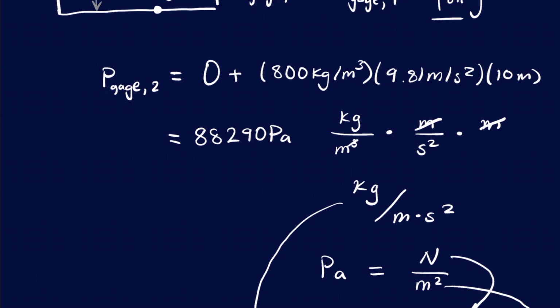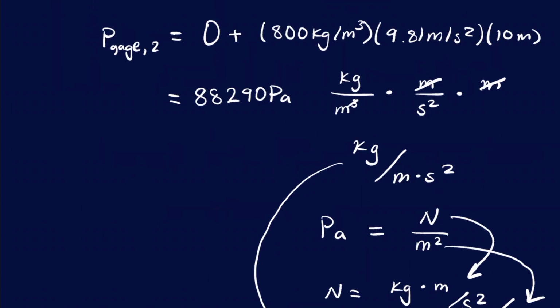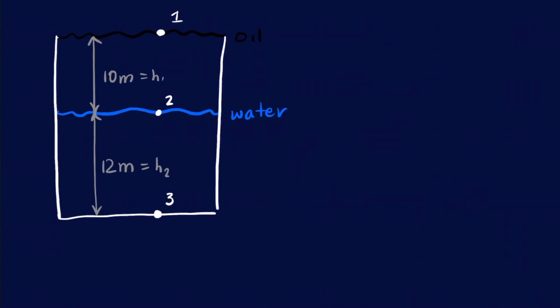That was just kind of an FYI, but now you know why the formula for pressure is the density times the gravity times the depth. This number, 88,290, is kind of large, so we'll just simplify it to 88.29 kilopascals. Now we want to find the gauge pressure at point 3. To do this, we'll do the exact same thing that we did before. So the gauge pressure at point 3 is the gauge pressure at point 1 plus the gauge pressure at point 2 plus the density of water multiplied by the gravity times the depth.